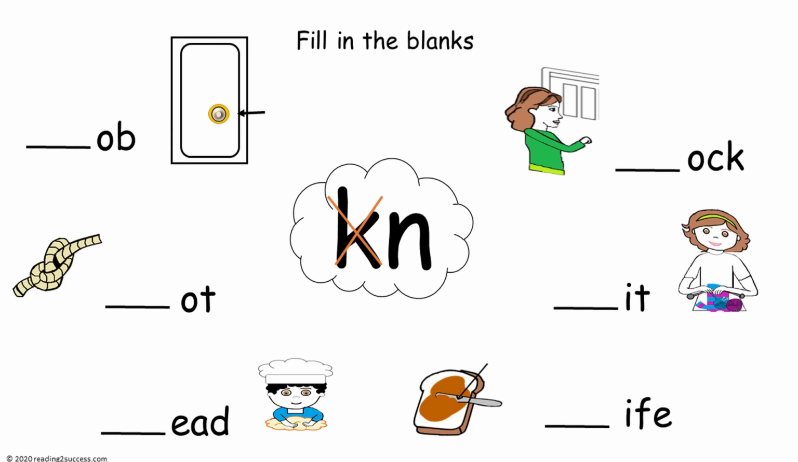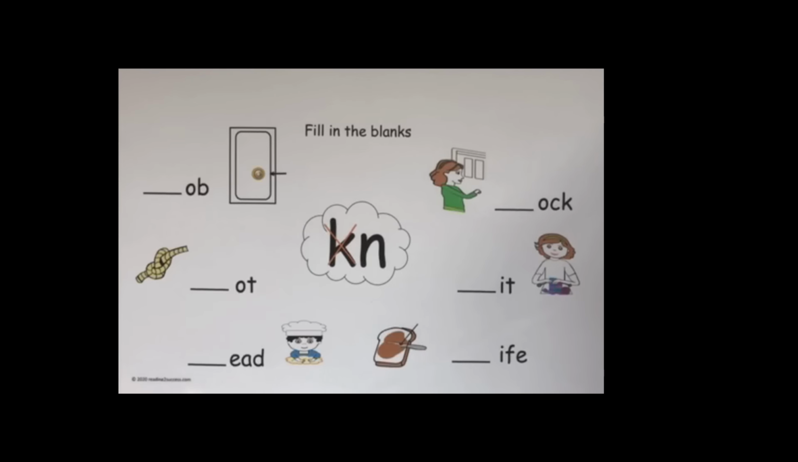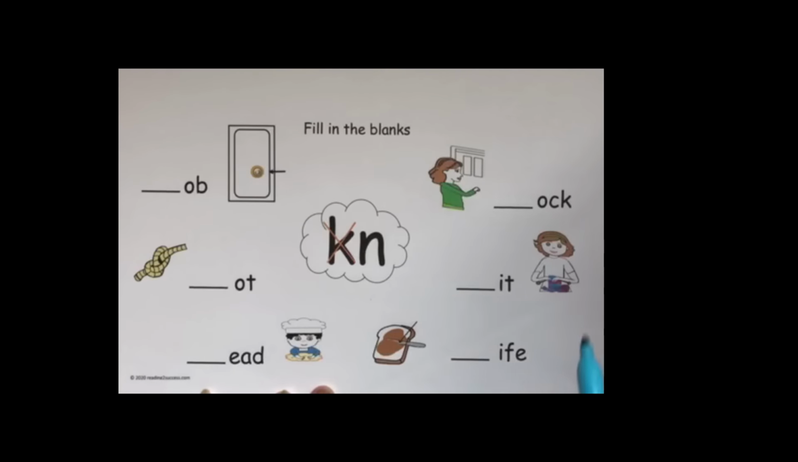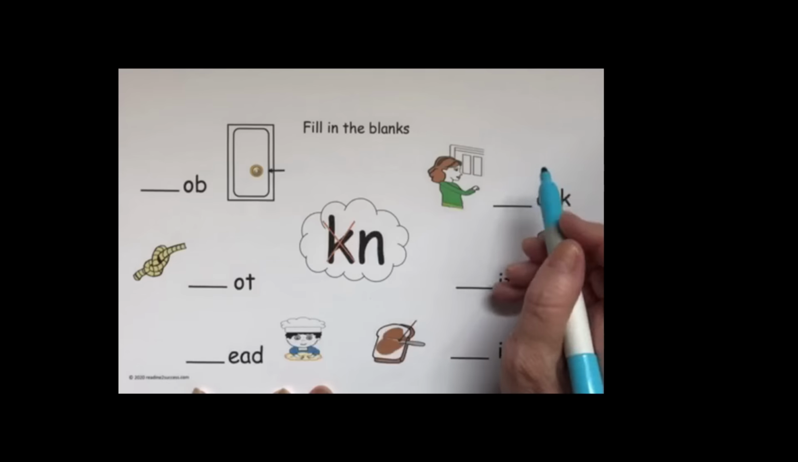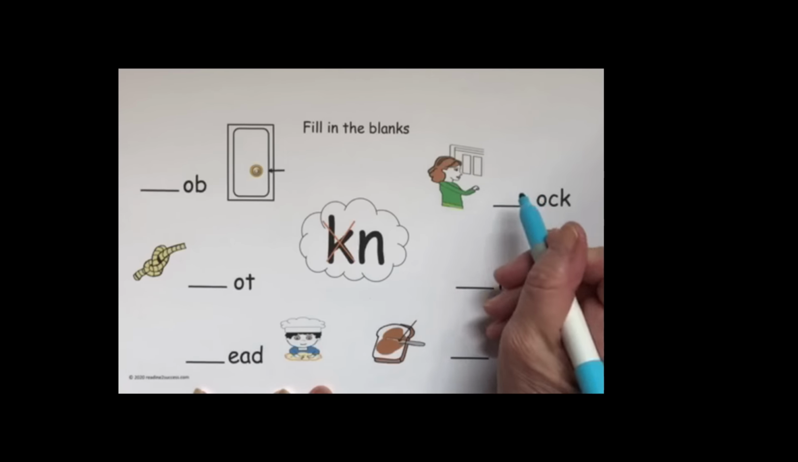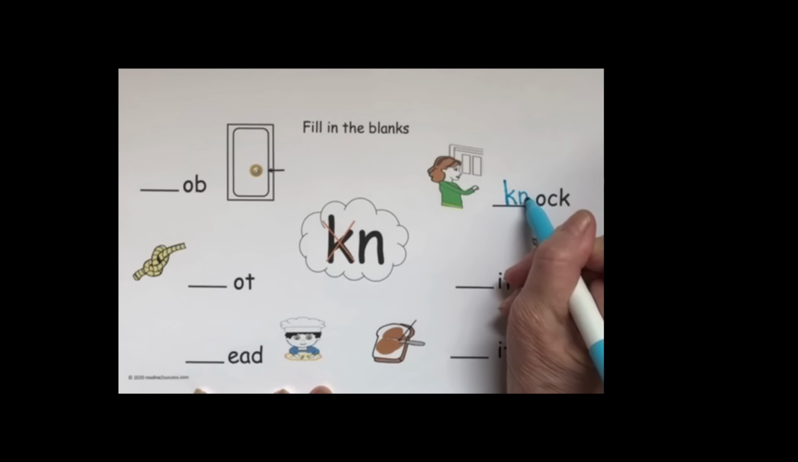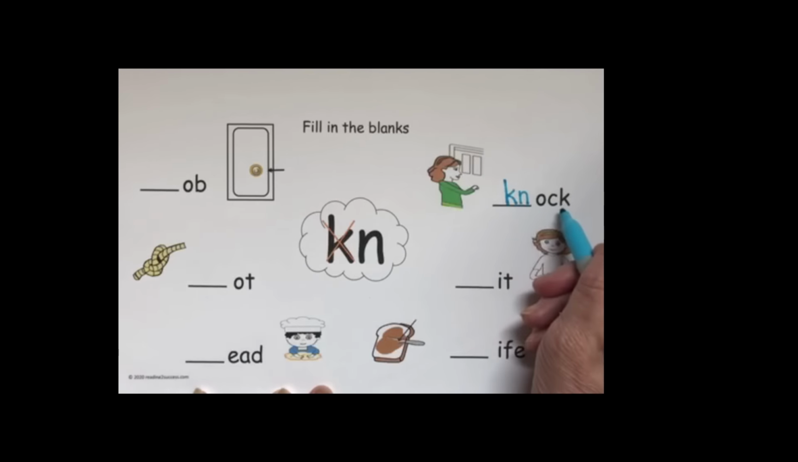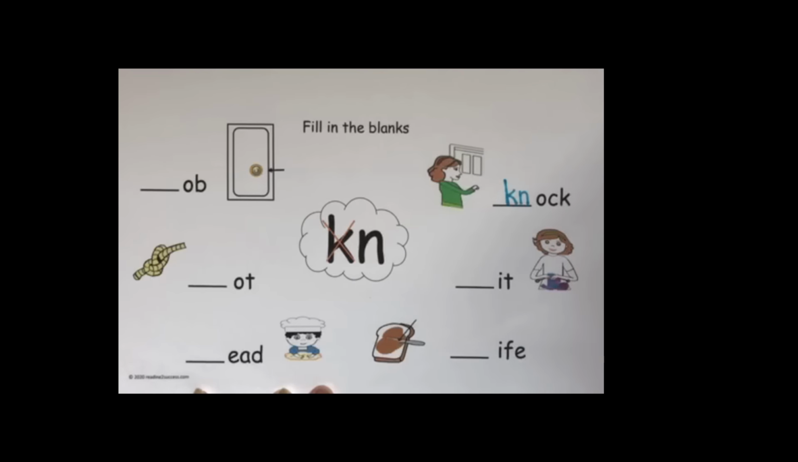This is the template used in the next demonstration. Have kids fill in the blanks with KN to make words. So review with them the sounds. OCK would make ock. Now if we put KN in front of it, since the K is silent, it makes the N sound. So K, N would make N, and then we have ock. Knock. She needed to knock on the door.